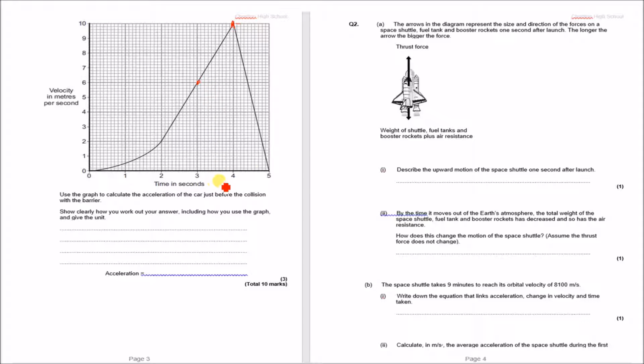So what's the difference in time? The difference in time is going to be 4 minus 3, which is equal to 1 second. What's the difference in velocity? Well, it's from this point here to this point here, so that is the end velocity, which is 10, and we're going to minus 6 away from that, which is 4. So if we do 4 divided by 1, that's going to give an acceleration of 4 meters per second squared. Remember, acceleration is in meters per second squared, and we're just dividing the change in velocity by the time it took for that change in velocity.